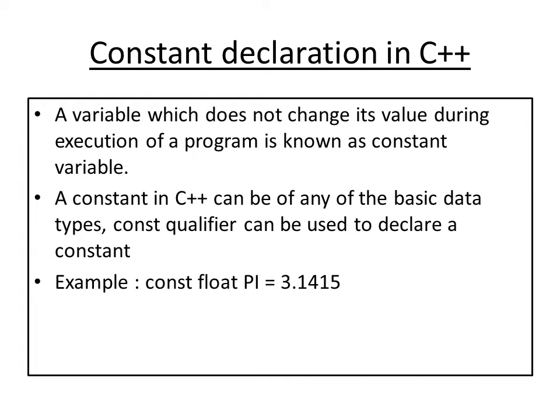A variable which does not change its value during execution of a program is known as a constant variable. These constants can be of any basic data type. All we have to do is use the const qualifier before the actual data type of the variable. The best example is pi. Pi's value never changes throughout the calculation of the area of a certain polygon, right? So to declare it in a program, we type const float pi is equal to 3.1415. Because we use the qualifier const before the data type, its value will remain constant throughout the program.